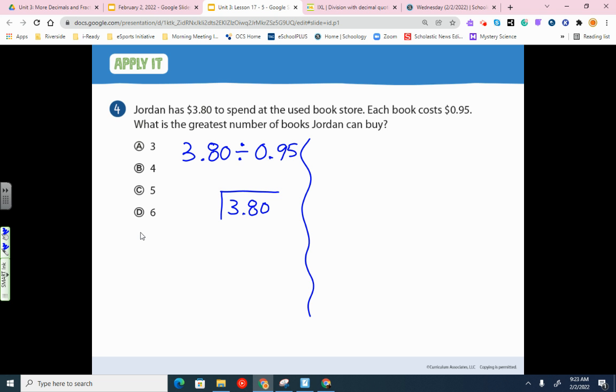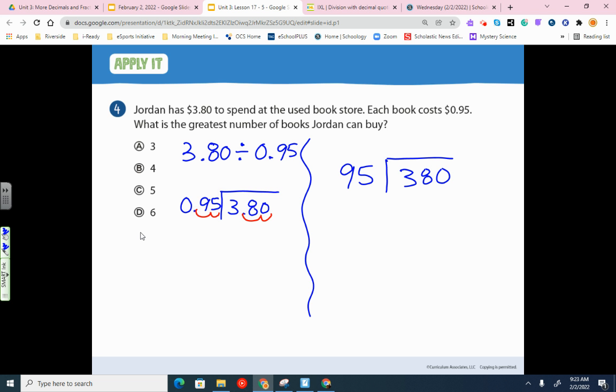The first number is your dividend. Your second number is your divisor. Move these two. And over here, now our divisor is a whole number, and so is our dividend.